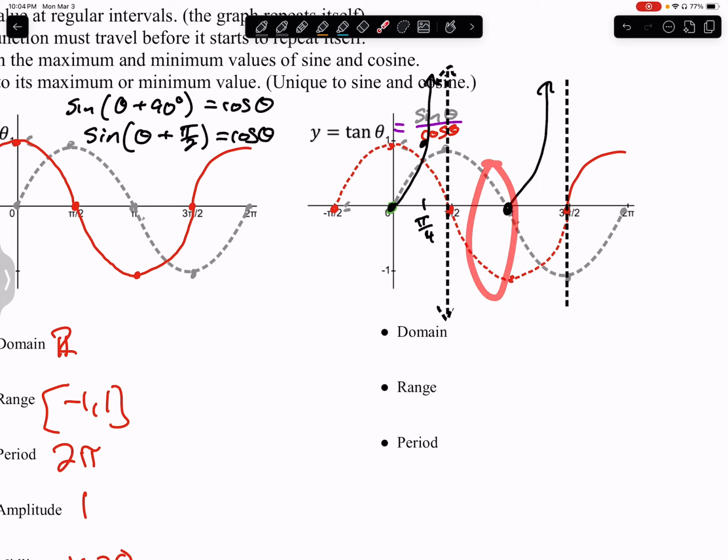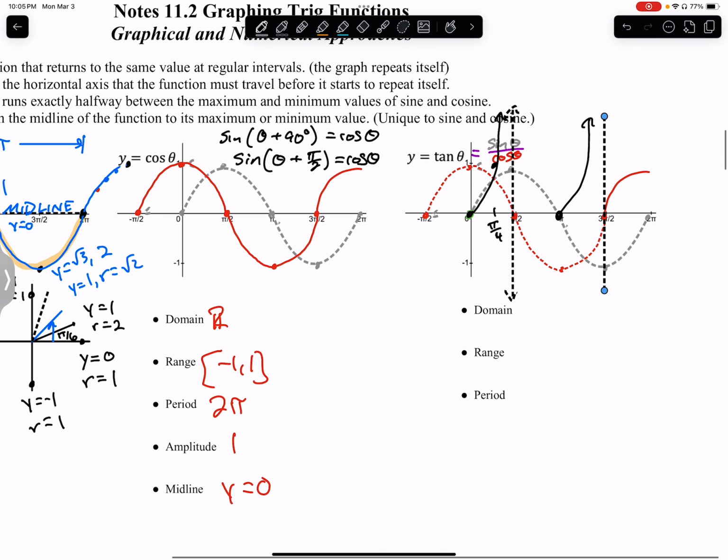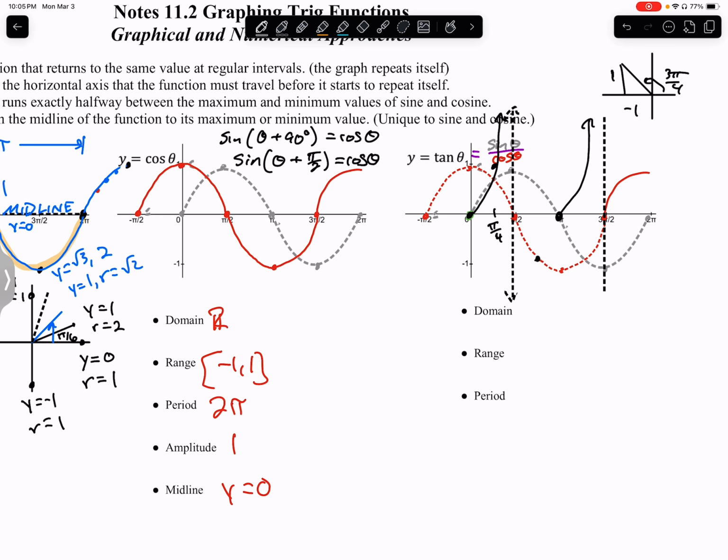Well, what's happening over here? Halfway between pi over 2 and pi, which would be 3/4 pi, think back to the unit circle. At 3 pi over 4, the reference angle here is pi over 4. Y would be 1, x is negative 1. Tangent is y over x, that's negative 1. So that means that this is what the curve for tangent is going to look like.